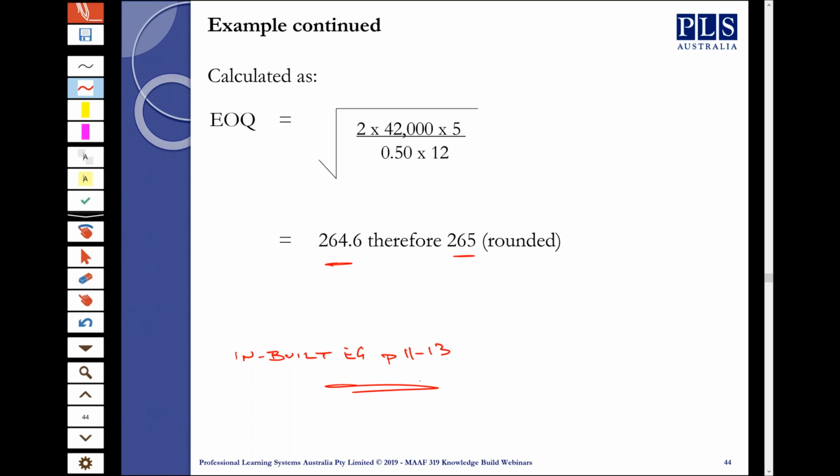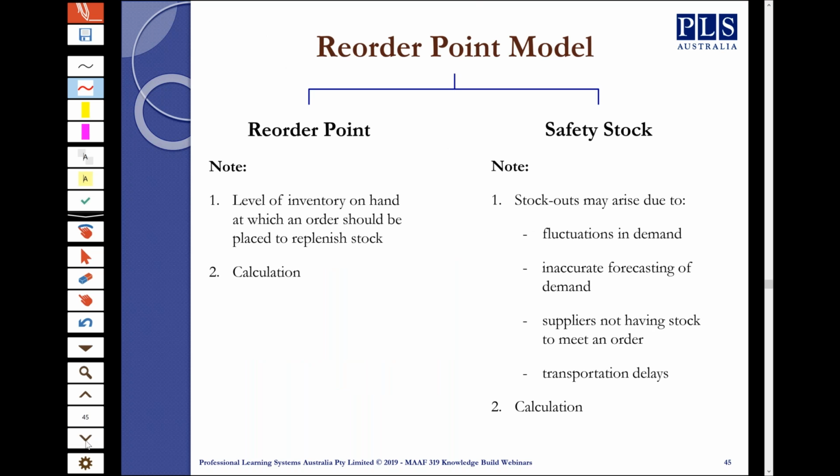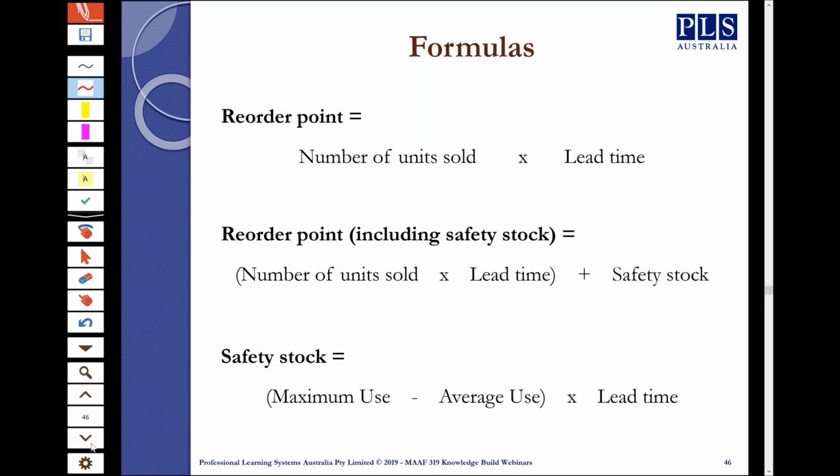As we then look to build from that, once you've got your EOQ, you may have to do a reorder point. Your reorder point is the level of inventory on hand at which an order should be placed to replenish stock. You'll find there is a calculation base in play. When you've got safety stock, you'll find that stockouts may arise due to fluctuations in demand, inaccurate forecasting, suppliers not having stock to meet an order, transportation delays, and this sheet again takes you through how you would do those calculations. So the base logic is reorder point is number of units sold in a period by lead time.